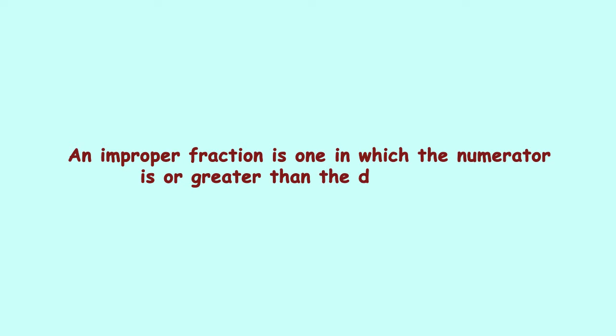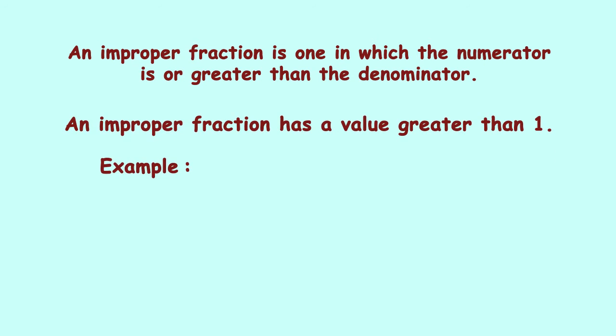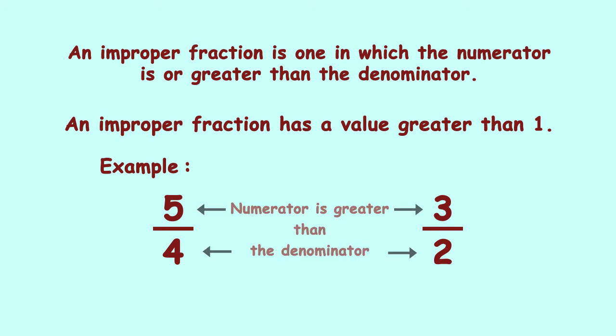An improper fraction is one in which the numerator is greater than the denominator. An improper fraction has a value greater than 1. For example, 5 upon 4 and 3 upon 2. These are improper fractions wherein each numerator is greater than its corresponding denominator.